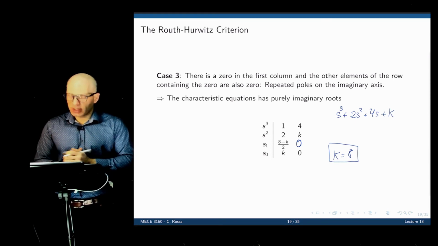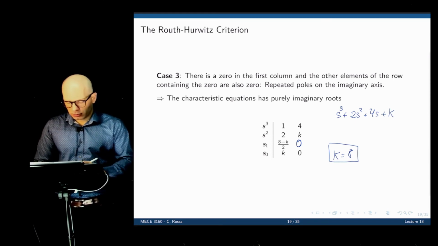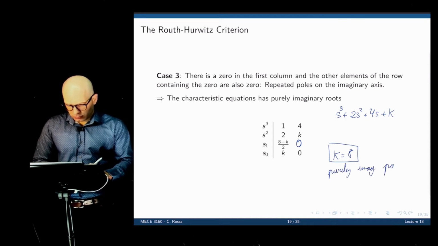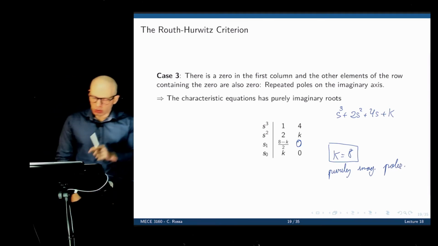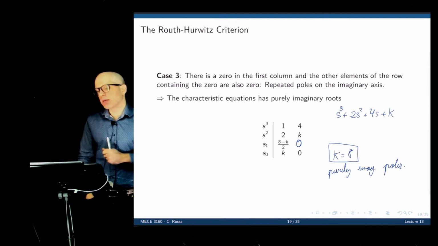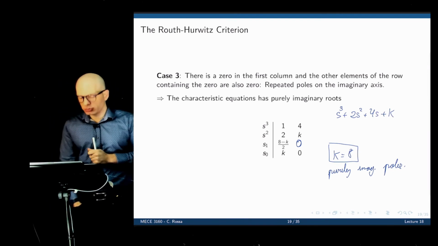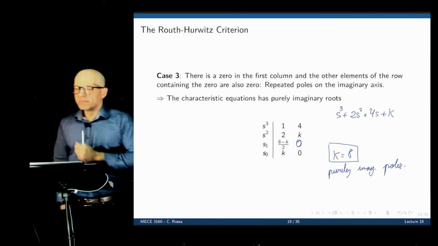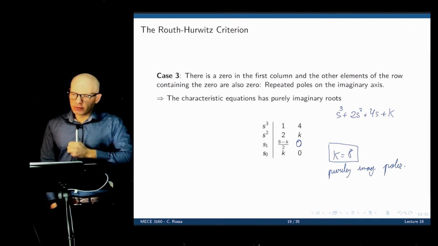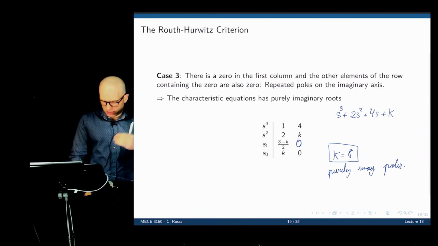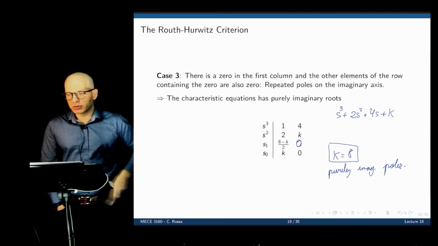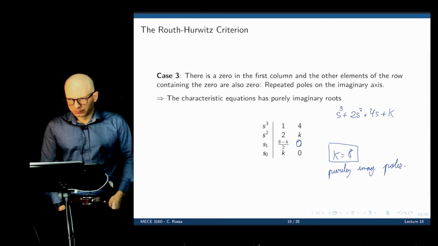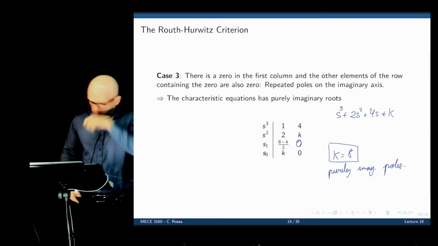When that happens, it means that we have purely imaginary poles, and the system is marginally stable. Anything greater than 8 will make that negative, and you have 2 unstable poles. So k equals 8 would be the limit of stability in this system. Up to 8, everything is positive. At 8, a row of zeros, imaginary poles. K greater than 8 makes that number negative, 2 unstable poles, and so on. Okay.